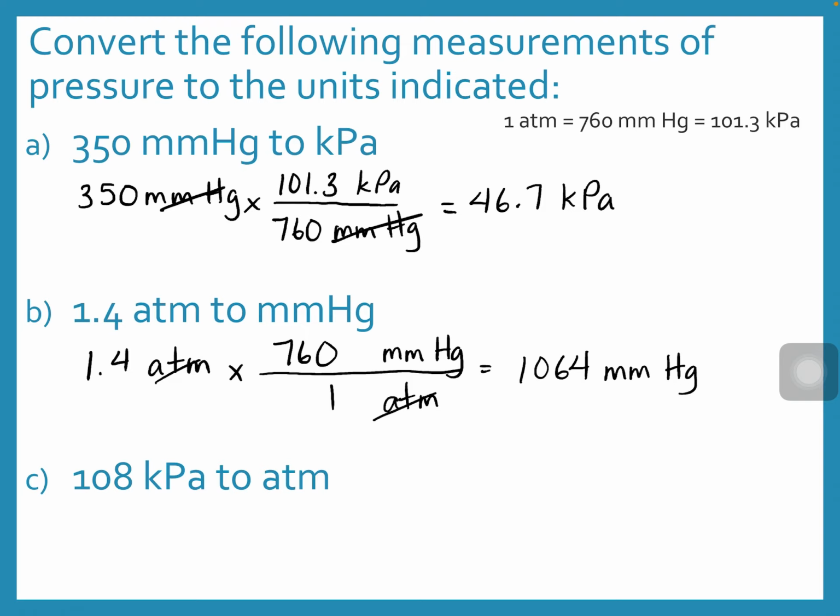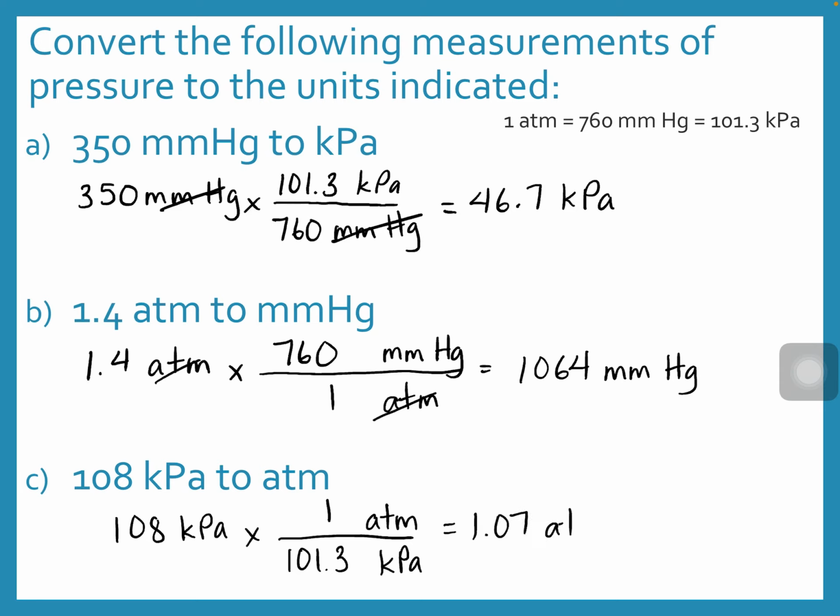And the last one we'll look at is 108 kilopascals. And so we want to get rid of kilopascals and we want to convert to atmospheres. So 1 atmosphere is equal to 101.3 kilopascals. So 108 times 1 divided by 101.3 is equal to 1.07 atmospheres. So kilopascals would cancel there.